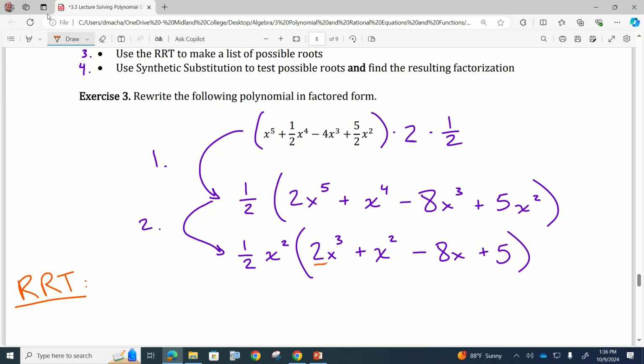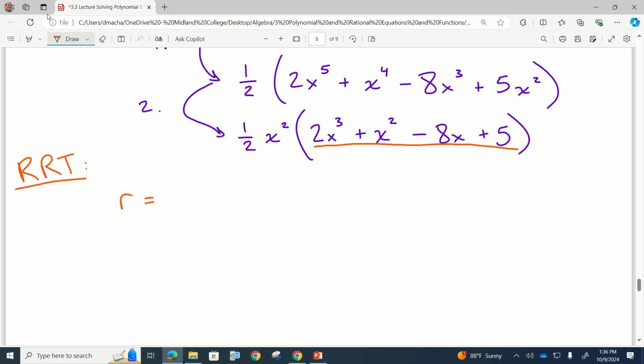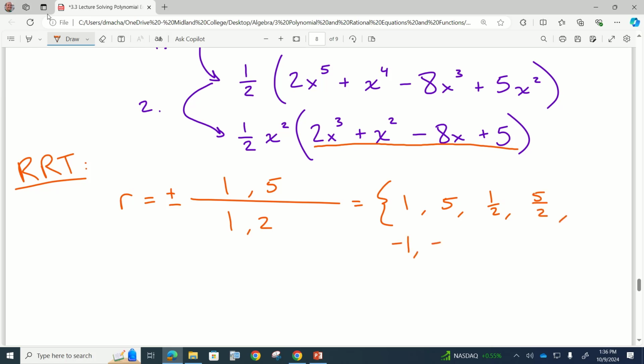So using the rational root theorem on this polynomial is going to give me a list of roots that looks like plus or minus factors of my constant, 5, divided by factors of my leading coefficient, which is 2. And so this list is going to be 1 over 1, 5 over 1, 1 over 2, and 5 over 2, as well as negative 1, negative 5, negative half, and negative 5 over 2. Eight possibilities here.